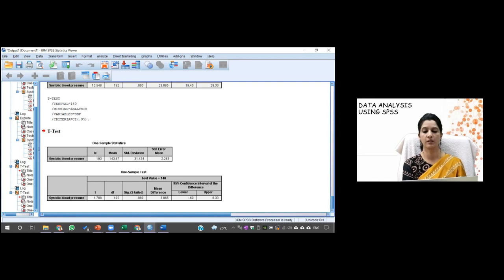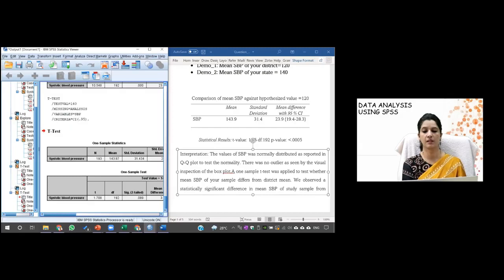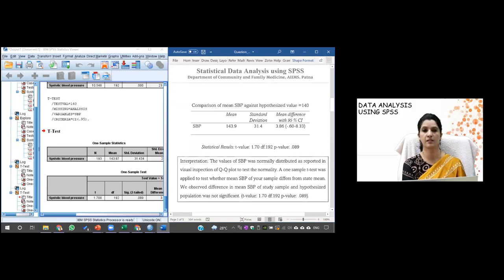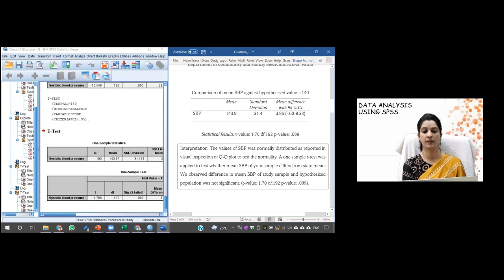So till that point, we'll just see how to write the result of the second one. So this was the second one where we have tested it against this 140. You can see that the mean difference is 3.86 with this is the difference 0.60 to 8.33. So can anyone read this for us, this interpretation?